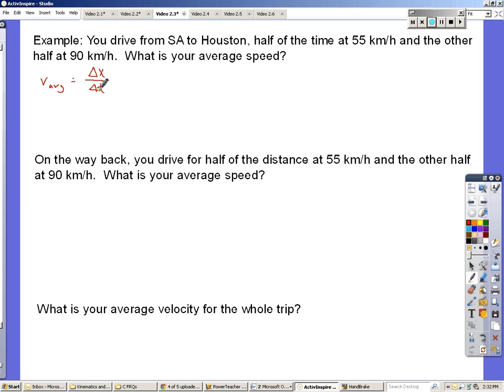And in order to do this, we'll have to know that the total distance, or the distance in the first half, delta x, is equal to 55 times delta t over 2. So your speed times the time for that first half. In the second half, delta x equals 90 times delta t over 2. So your speed in the second half times that time in the second half.